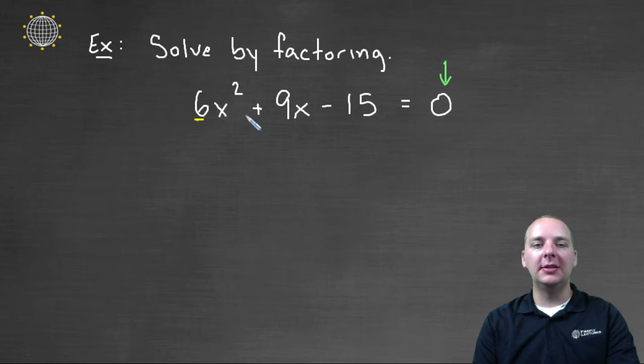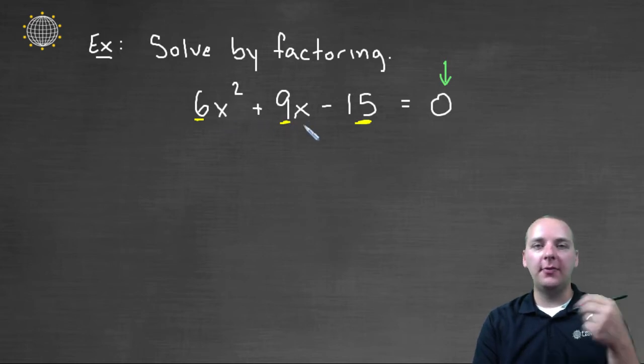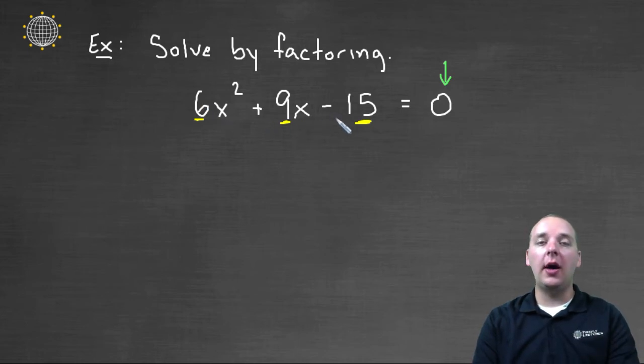So we're going to look at the 6x squared, the 9x, and the minus 15, and see if there's anything common in all of those terms that we can factor out before we do anything else. Now, they do not all have an x. The 15 doesn't have an x. So let's just look at the coefficients. A 6, a 9, and a 15. What's the GCF, the greatest common factor, of 6 and 9 and 15? It would be 3. So they all have a factor of 3 in common.